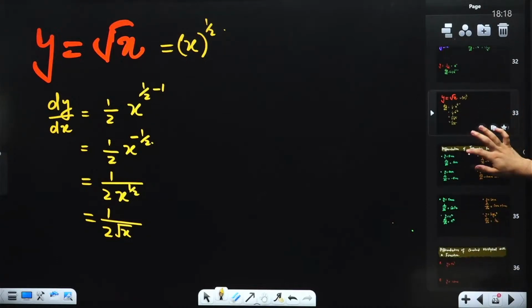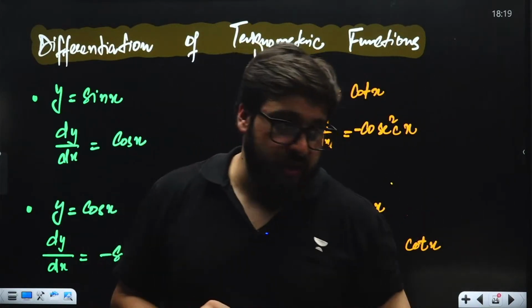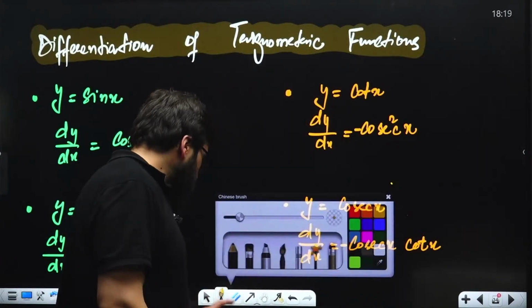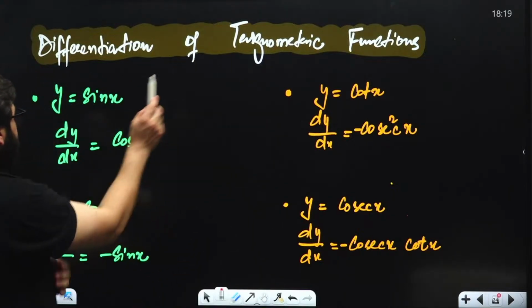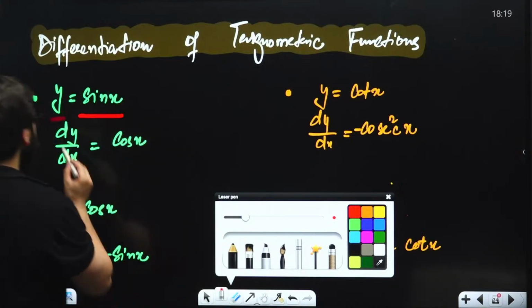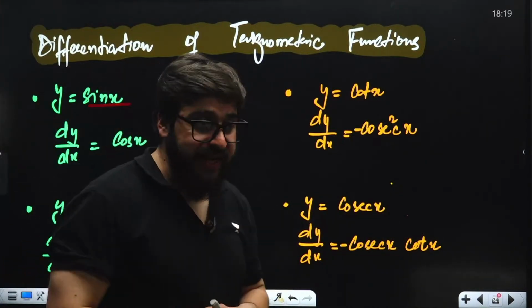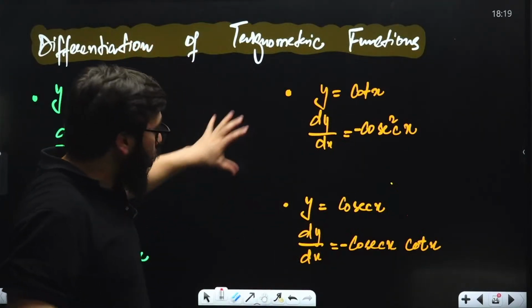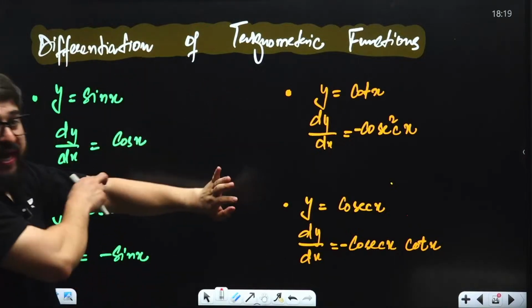Next we have got the differentiation of the trigonometric functions. Let's suppose you have got a trigonometric function over here, y is equal to sine of x. Sir, what is the differentiation of sine x? You will have to remember all of these directly.